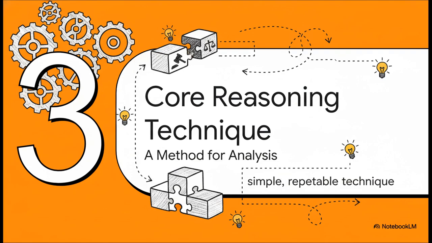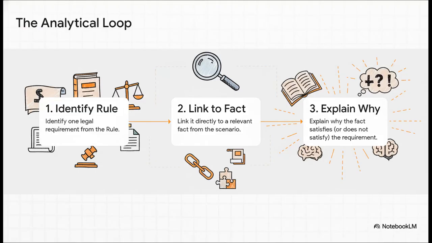So how do we actually do it right? Well, the great news is there's a simple, repeatable technique you can use to build your reasoning bit by bit. Think of it like a recipe you can follow every time to get it right. Let's call this the analytical loop. It's a really simple 3-step dance.